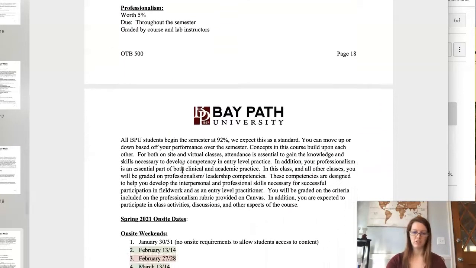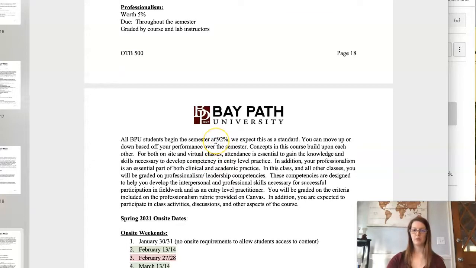You have your professionalism. Just be aware, you probably know this already, everyone starts at a 92 through the semester. I understand a lot of students have given the feedback of they're trying to hit that 100 for professionalism. That is very hard to do. Remember, 92 meets expectations. So if you're meeting expectations, you're not going to get above a 92. You have to be exceeding expectations.